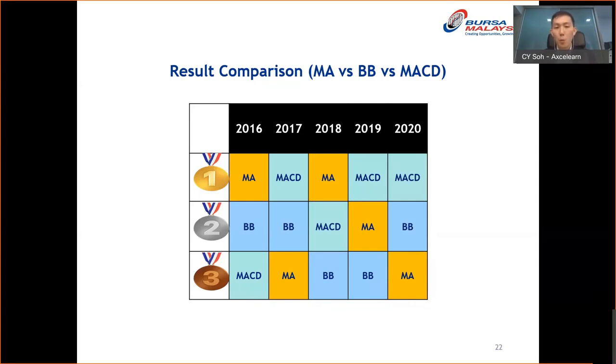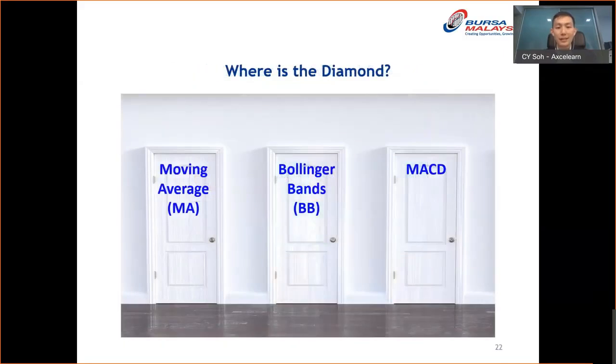In fact, there is a diamond behind all of these 3 doors. Every door has its own diamond. So it doesn't really matter which indicator you are using. All of them actually make money in the market. It is just the degree of making money, how much or how little they make.